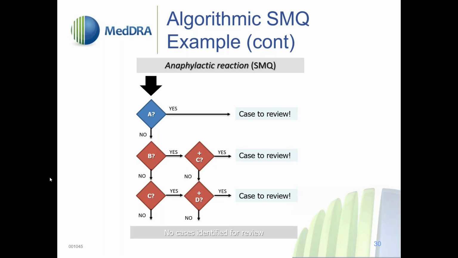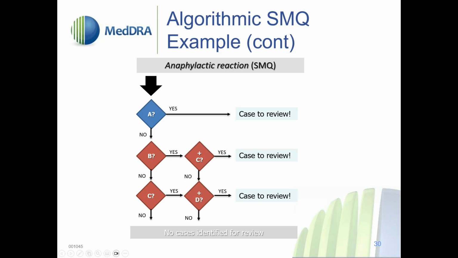I still have the term from category B, but not a term from category C. So you follow the no sign, and do I have a term from category D? If yes, it's a case to review. If not, this case is not identified for review. Same, no term from category B, you go further. Do I have a case with a category C term? Yes, check for category D. It might be a case for review. If not, or if you don't have category D as a combination, you don't have a case.